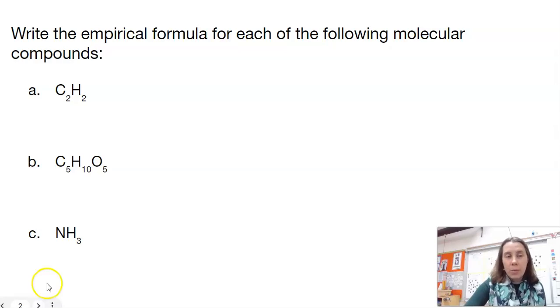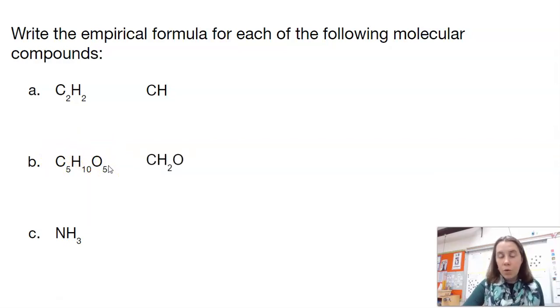So for example, in part A here, we have C2H2, all right? So all of the subscripts here can be divided by 2. So if we wanted the lowest whole number ratio of carbon to hydrogen, that would be CH, all right? For this one here, we have a 5, a 10, and a 5. So the lowest whole number ratio for this one would be if we divided all of those numbers by 5, because that's the biggest number that can go into each of them. So if we did that, we'd have 1 carbon, 2 hydrogens, and 1 oxygen. So our empirical formula would be CH2O, all right?